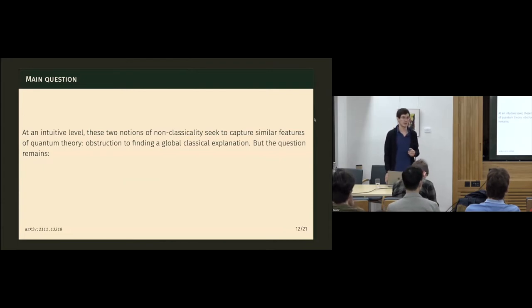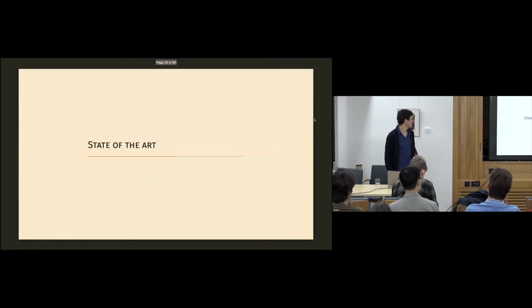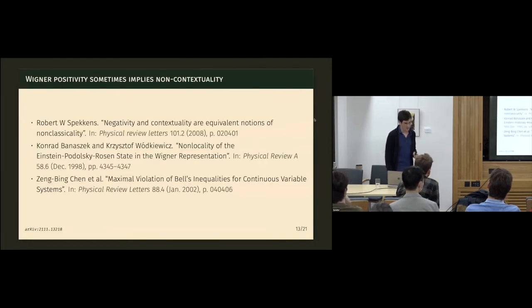And so the idea was for us to ask what's the precise relationship between those two notions of non-classicality. This is not a question we ask out of the blue, it's because there are some precedents in the literature. You have some results that show some implication. Notably, a result by Rob Spekkens shows that generalized contextuality is equivalent to the non-existence of any non-negative quasi-probability distribution. There's a lot of "non"s, so I hope you put that in the right order.